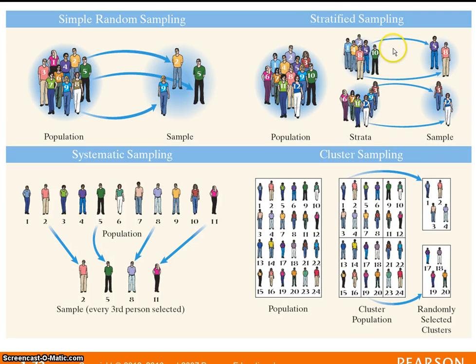So the main difference between stratified sampling and clustered sampling, like I said, is that with stratified, you don't take everybody from each strata, you just take certain individuals, and then with cluster sampling, you take everybody from a given cluster.